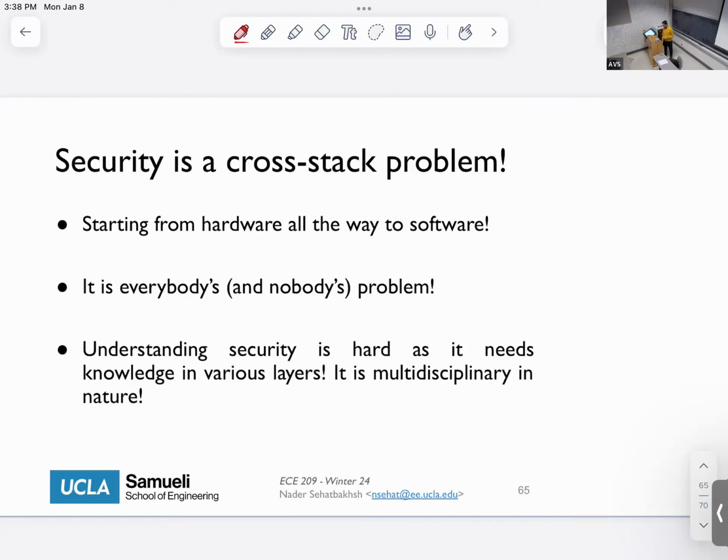All right. So, wrapping up here, the takeaway message from this set of slides is that security is a cross-stack problem. It's not a hardware problem. It's not a software problem. It starts from hardware and goes all the way to the software. And in some sense, it's everybody's problem and it's nobody's problem, depending on who you're asking. As a result, in order to understand security, we need a cross-layer approach. That's why in this class, we talk about all of these things, okay? In order to understand a little bit of everything. But of course, you need to spend a lot more time in order to really become an expert in any of these, because these are very, very complex materials.